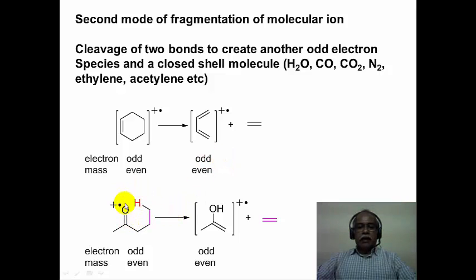The hydrogen is migrating to the oxygen, resulting in the formation of the enol, which is registered as the radical cation, and a neutral molecule of ethylene corresponding to this particular fragment is released. We will see the mechanism of the retro Diels-Alder reaction and the McLafferty rearrangement in a while.